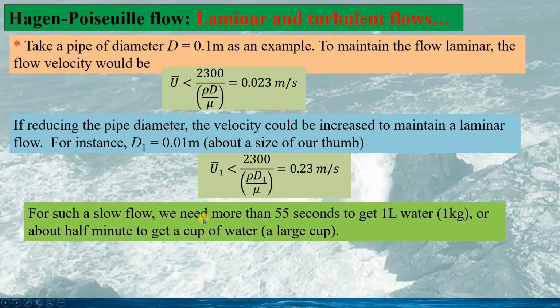For such a flow, we need more than 55 seconds to get 1 liter of water, or 1 kg of water. Or we need about half a minute to get a large cup of water. So, from this example, we can see the practical flows are mostly turbulent, since to get the laminar flow, the flow velocity would be too small to be practical.